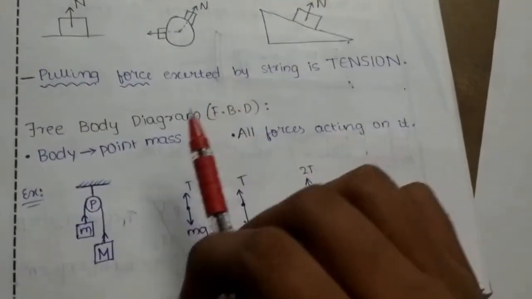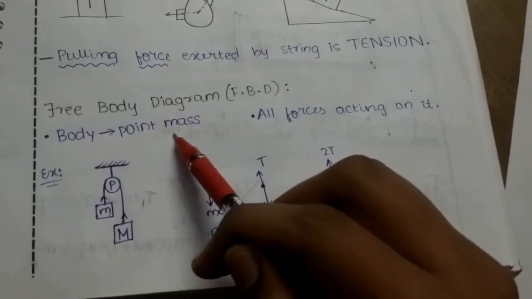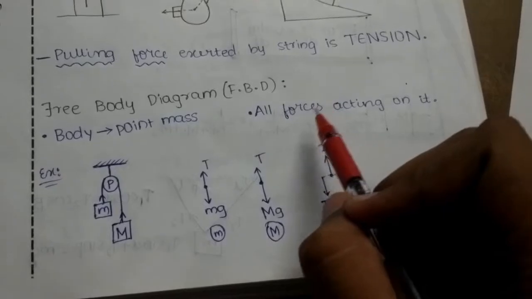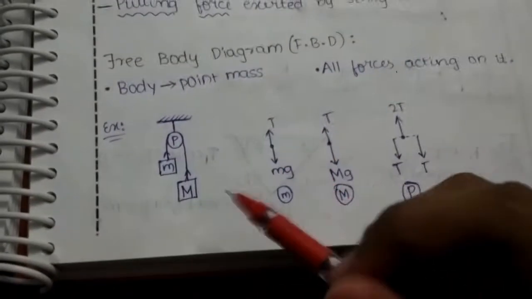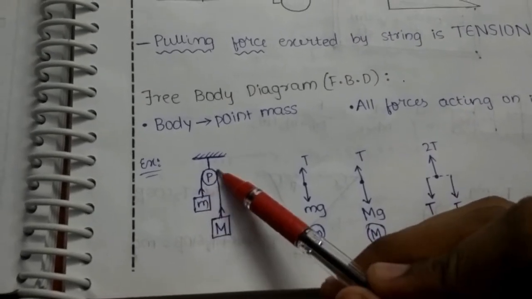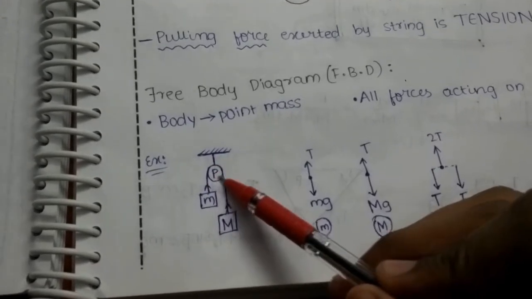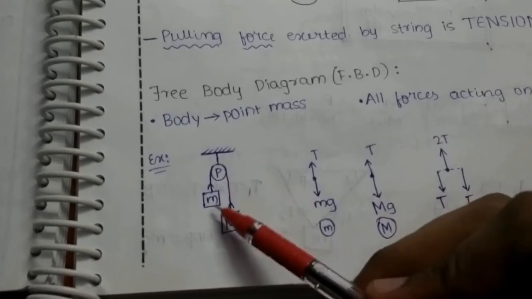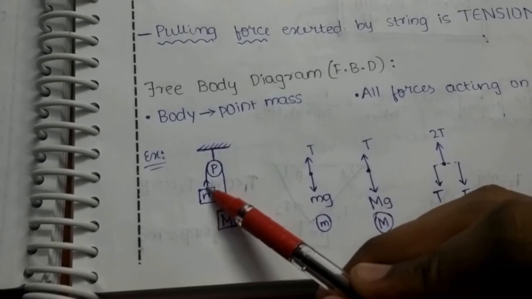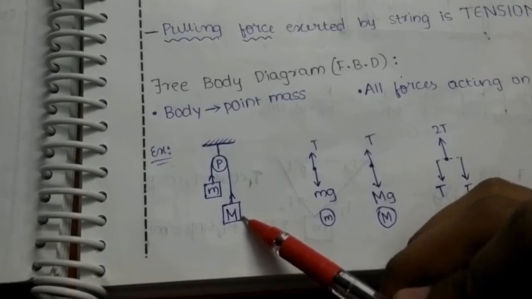Free body diagram. In a free body diagram, we assume a body as a point mass, and we mark all the forces acting on it. Let's take this example. This is a pulley, and this is a massless string, and this pulley is frictionless. This is a block of mass small m, and this is of capital M. This has higher mass.